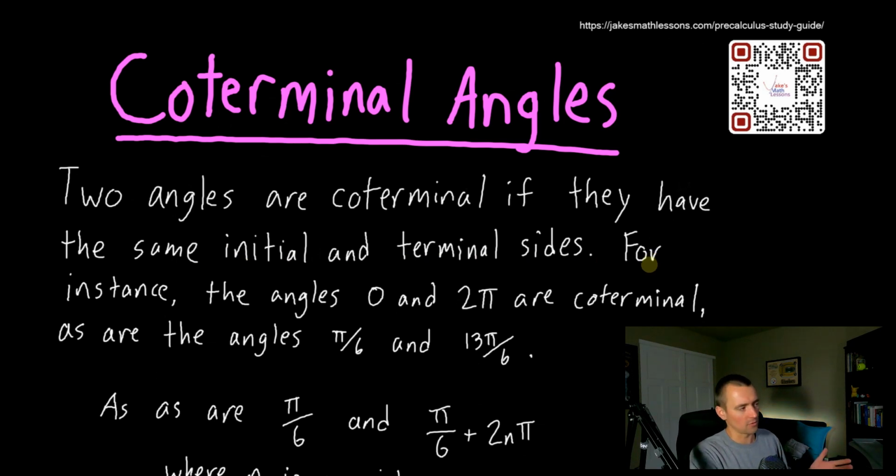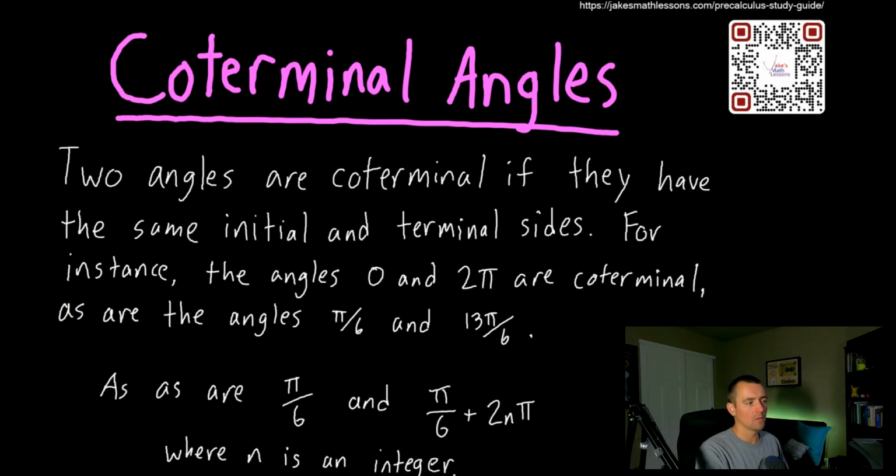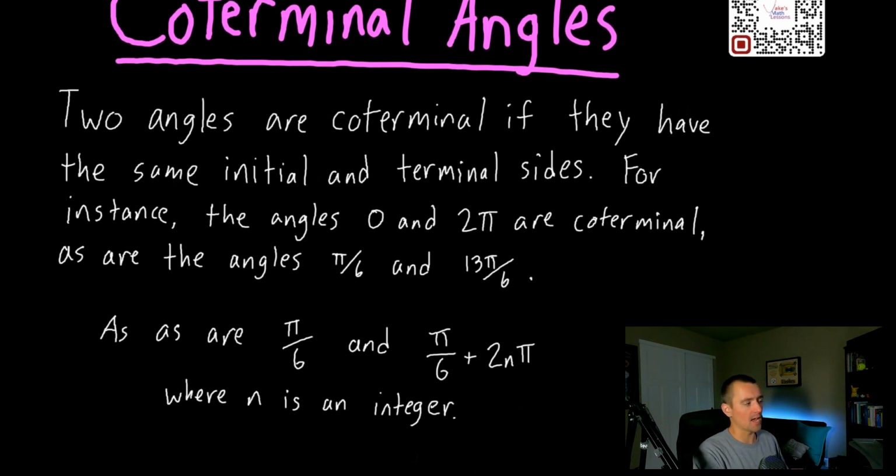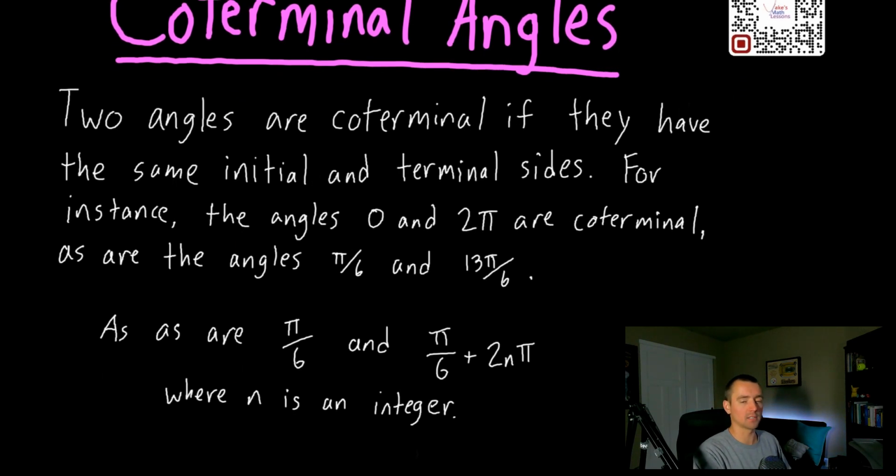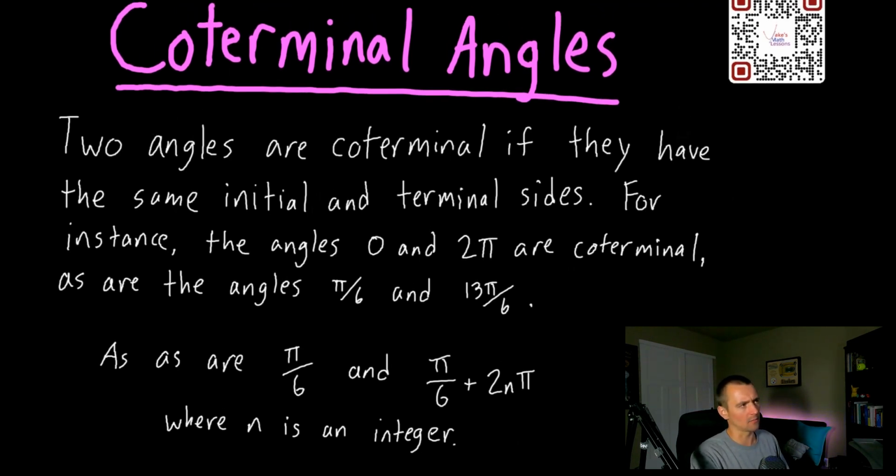Sounds confusing right off that first sentence, but let's see what it explains a little bit more. For instance, the angles 0 and 2 pi are coterminal, as are the angles pi over 6 and 13 pi over 6. Then to take it a step further, it says as are pi over 6 and pi over 6 plus 2n pi, where n is an integer. So what is all this saying?